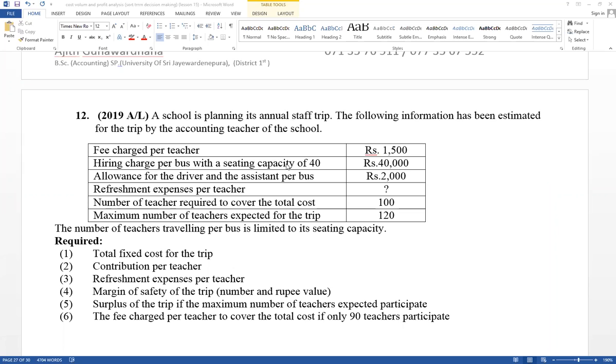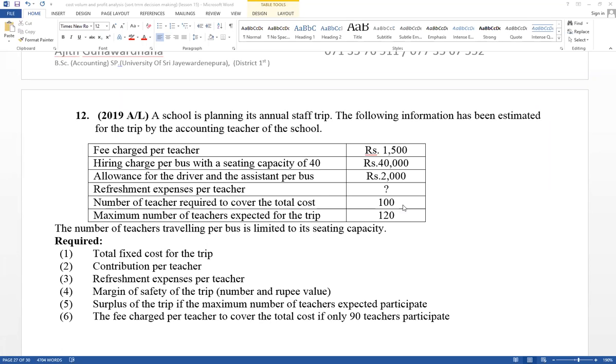Therefore hiring charges per bus and allowances for drivers and assistants, those are not vary with number of teachers. Therefore those are fixed cost. If it is fixed cost, total value should be calculated. Then refreshment expenses per teacher, that is a variable cost but is not given. Value should be calculated. And number of teacher required to be cover the total cost.